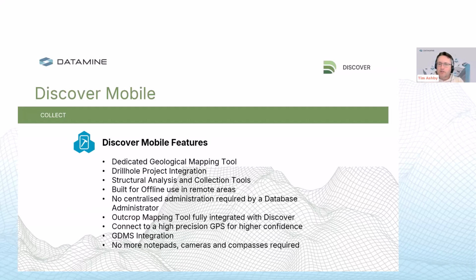So what are the features of Discover Mobile? It's basically a dedicated geological mapping tool. We've got integration with our drill holes, so you can see those projected in 2D space. Later on, we will have a little 3D screen in there, but we haven't got that at the moment. There are quite a lot of structural collection tools in there. It's also built for offline use, whereas with a lot of the other solutions out there, you have to have a permanent connection to the internet or some cell tower. We don't, so it's designed for offline use.